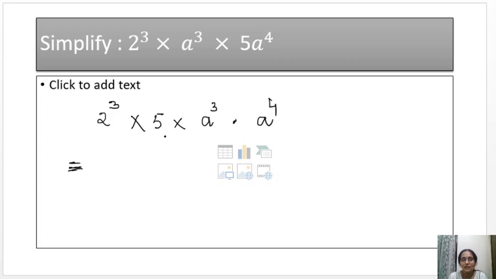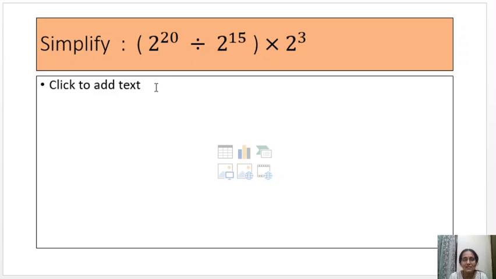So here 2 power 3 and 5 power 1, they cannot be added. You have to write as it is. 2 power 3 is 8 into 5 into, here a and a bases are same. So you can add up 4 plus 3 is 7. Straight away you can write the answer. It is 40 a power 7.